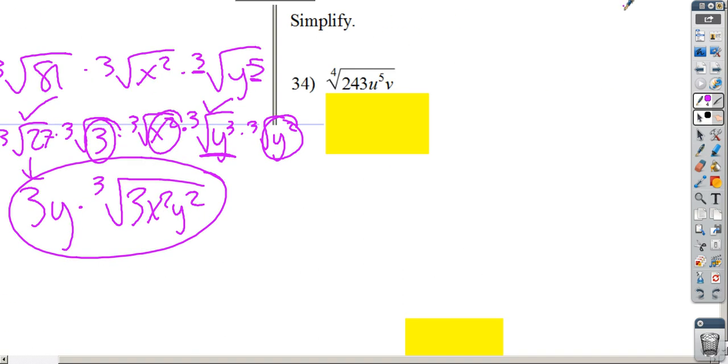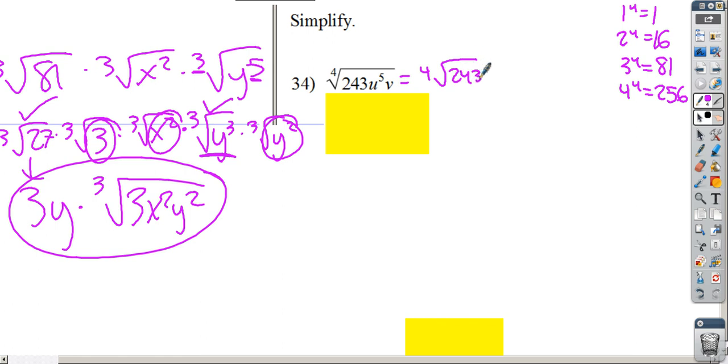Okay, this one is 4th roots. So let's write down the powers, the numbers raised to the 4th power. So these are going to be like this. And we don't have to go past that because it's 243. So let's do 4th root of 243 times 4th root of u to the 5th times fourth root of v, and obviously you're not going to be able to do anything with the v. Which of those fourth powers comes out of 243? It happens to be 81.